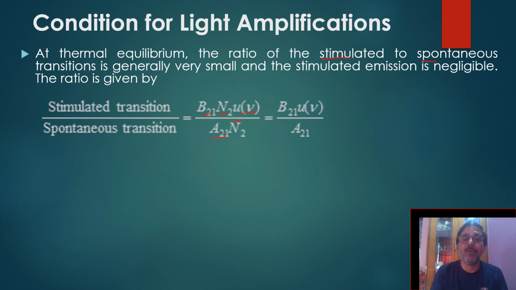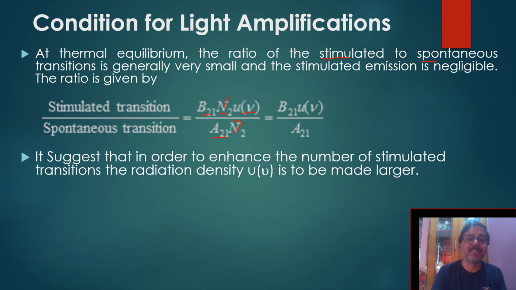So we have solved this, and whatever is the common factor, we have cancelled on both sides. So what we are getting is B21 upon A21 into U nu, that is, B21 U nu upon A21. This suggests that in order to enhance the number of stimulated transitions, the radiation density U nu is to be made larger. If this value is larger, naturally the stimulated emission is going to be larger, right?